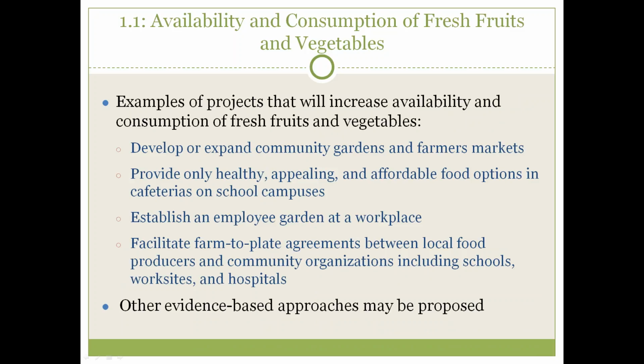Examples of projects that will increase the availability and consumption of fresh fruits and vegetables include developing or expanding community gardens and farmers markets, providing only healthy, appealing, and affordable food options in cafeterias on school campuses, establishing an employee garden at a workplace, facilitating farm-to-plate agreements between local food producers and community organizations, including schools, work sites, and hospitals. Now, these are examples of projects we've either seen in the past or projects that we've come up with, so other evidence-based approaches may also be proposed. You're not limited to just these options.